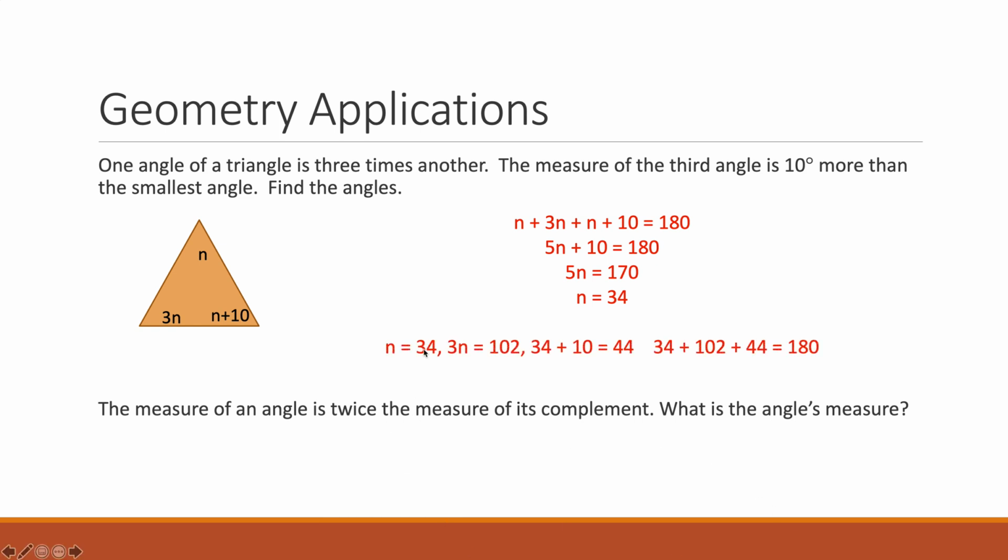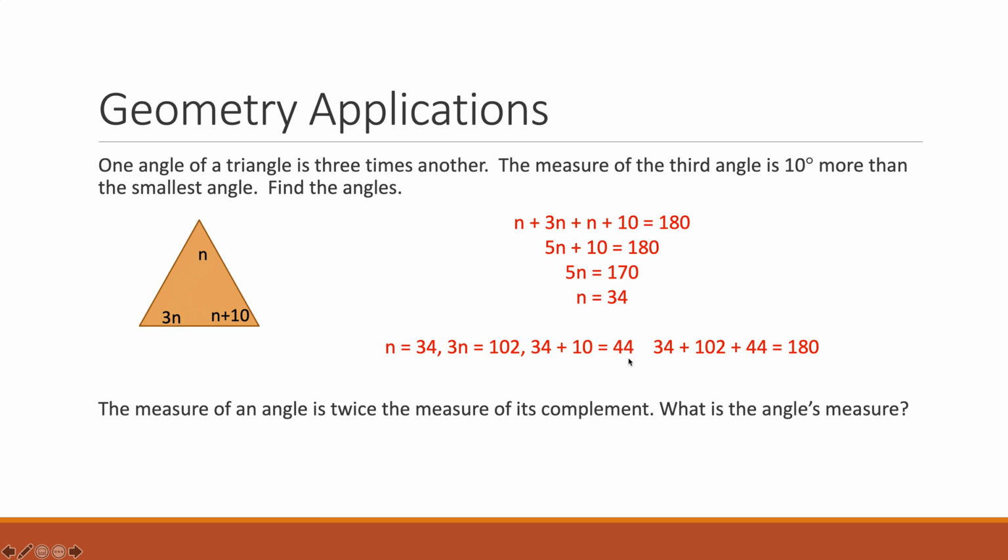So there it is, 34. The next angle is N times 3. That's what 3N means. So if I do 3 times 34, I get 102. And the last angle is N plus 10. 34 plus 10 is 44.